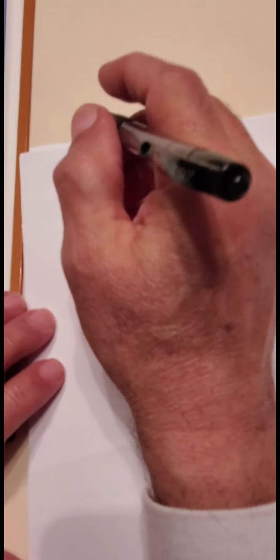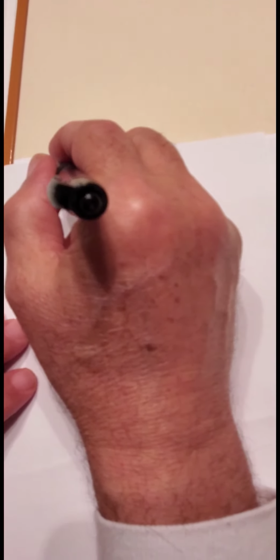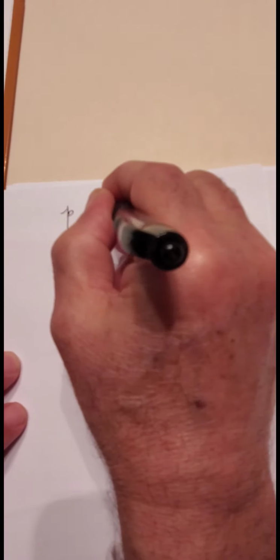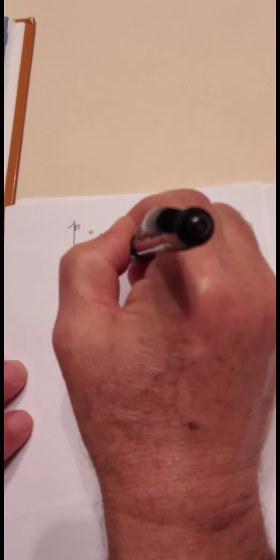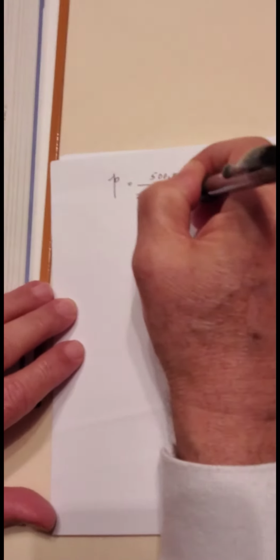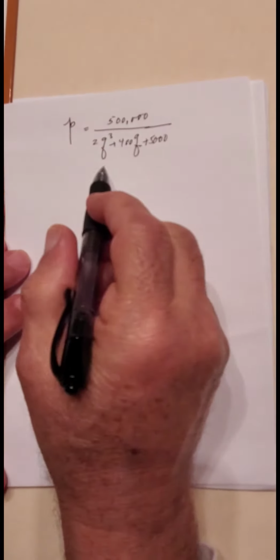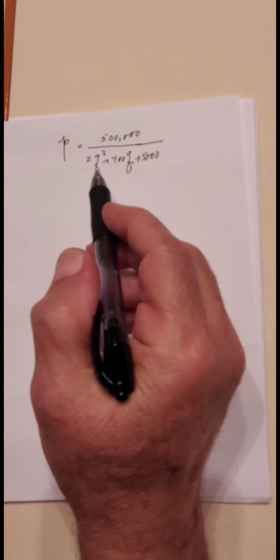So the demand function for a certain commodity is given by this: P is equal to 500,000 over 2Q cubed plus 400Q plus 5,000. So there's a numerator and that's the denominator. Q is the quantity and P is the price of each item. This is example 4.